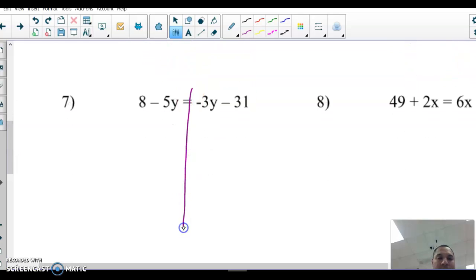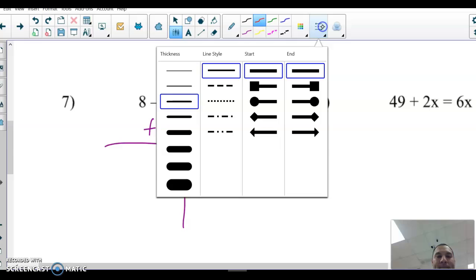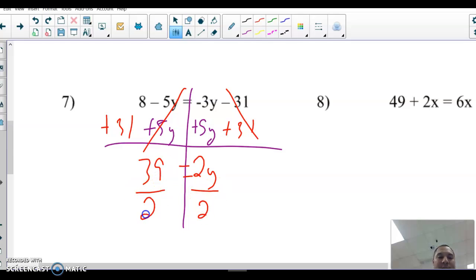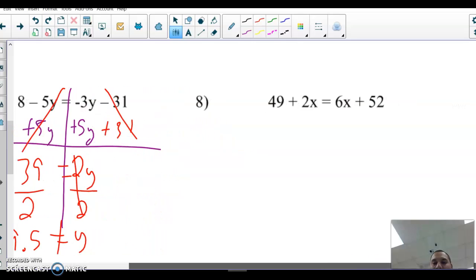All right, a few more. Plus 5y, plus 5y. Plus 31, plus 1. So I cancel the y's over here, cancel the constants over there, 39, and just divide at the end. So variables to one side, constants on the other. If we wanted to divide this one, it would be 19.5. However, 39 over 2 is perfectly fine.